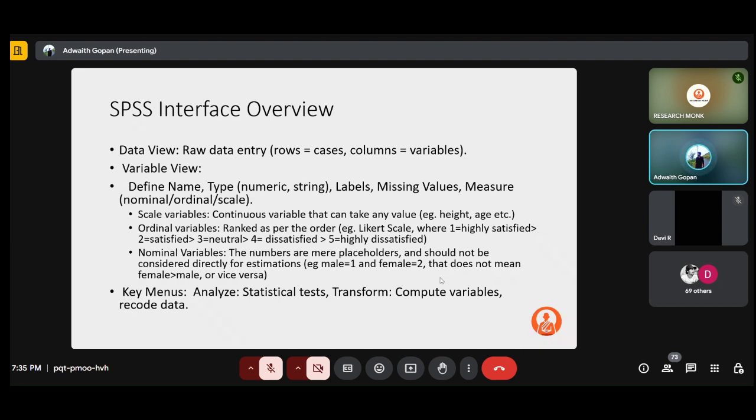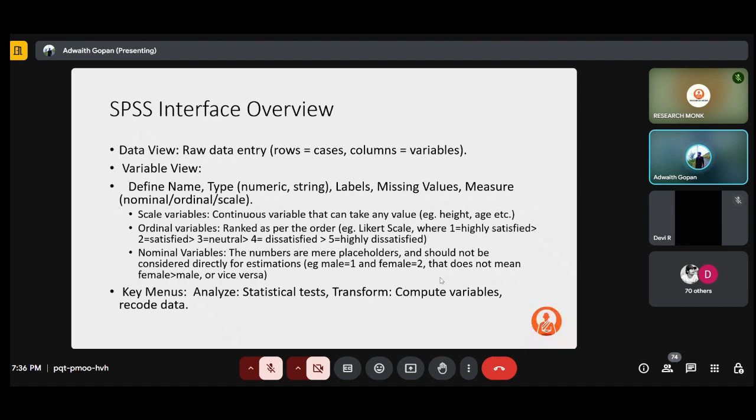Here, the nominal variables mean the numbers represent some other categories of a variable, and that category is not supposed to be used for estimation. For example, if you take the variable gender, I can code male as 1 and female as 2. But that doesn't mean male is greater than female or female is greater than male. We cannot make such an interpretation. Here, 1 and 2 merely represent male and female, and those are placeholders.